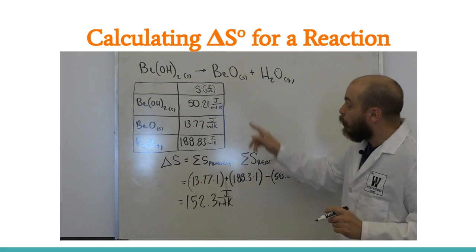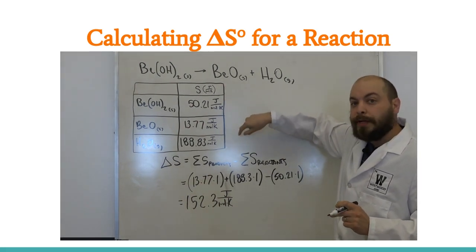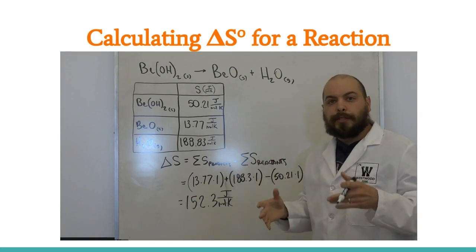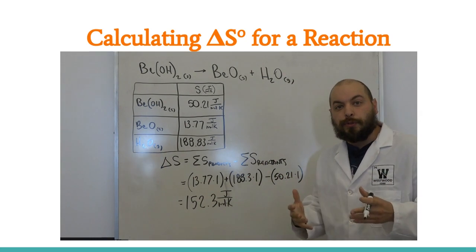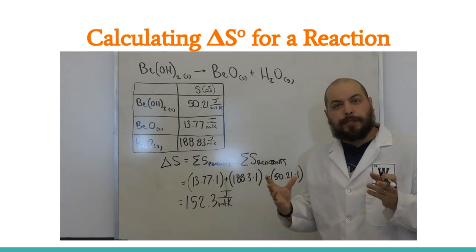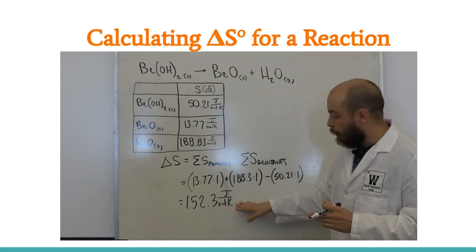Now be careful. Notice in all of my entropy values, these are all in joules per mole Kelvin. This is different than what we saw with our enthalpy of reactions, where it was always represented in kilojoules. So just be careful with the units here. Again, we're in joules per mole Kelvin.